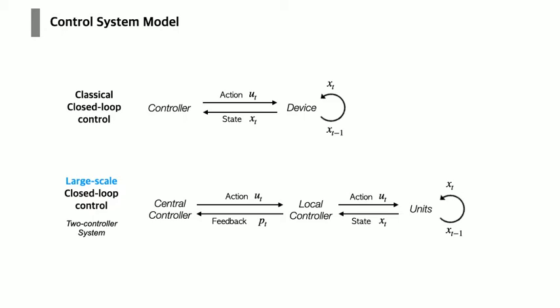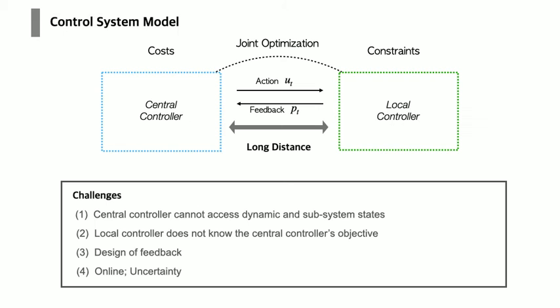So typically there is often a local controller in the middle of the central controller and those controller units, which helps simplify the states and the actions to reduce the amount of information to be transmitted, and also decrease the computational burden of the central controller. Compared with the single controller case, the two-controller system has several challenges.